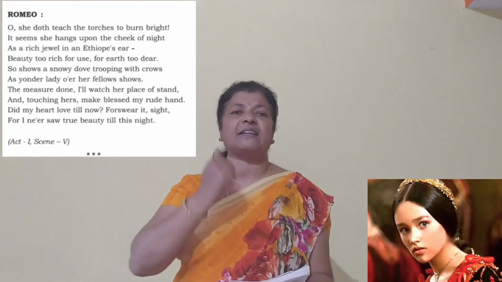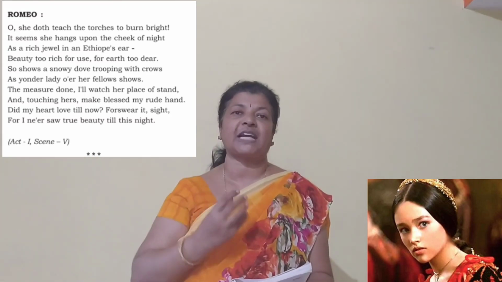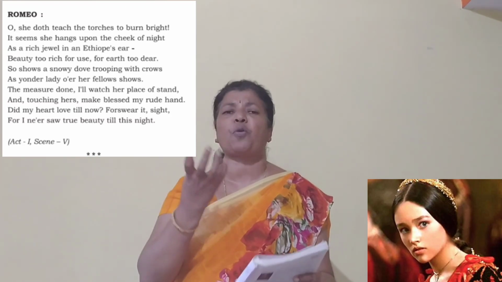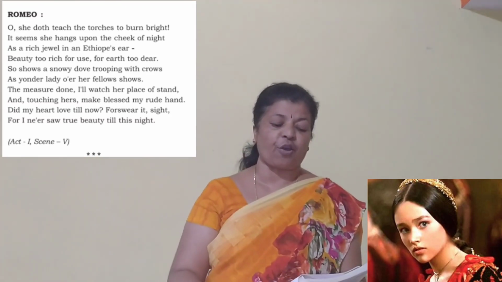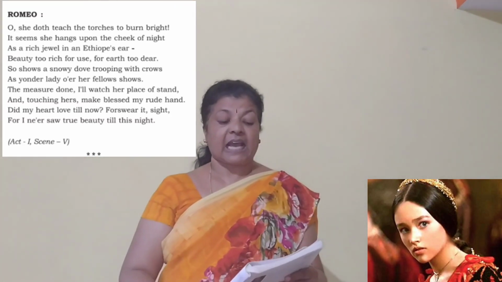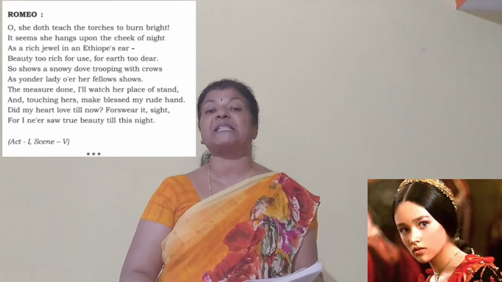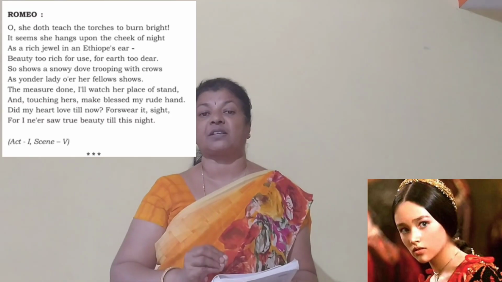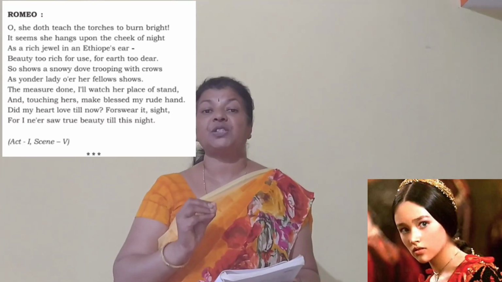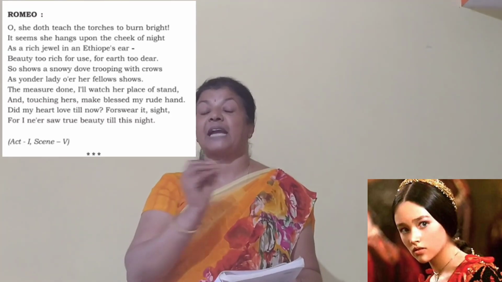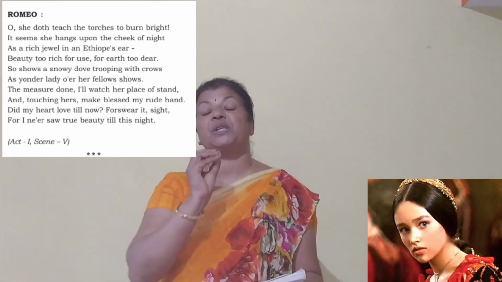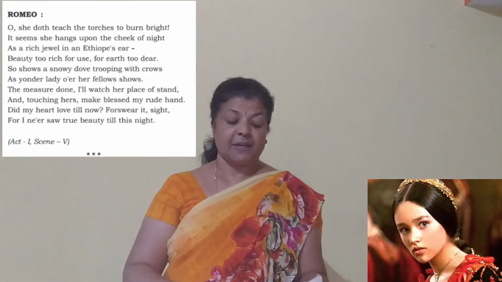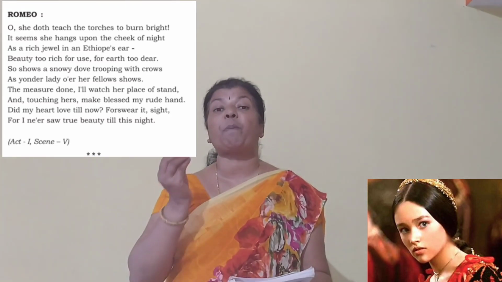So even at midnight, even in the dark of the night, she looks very, very beautiful. She hangs so brightly upon the cheek of night, as a rich jewel in an Ethiopian's ear. Next he is comparing. Another simile is used here: as a rich jewel. Which is the rich jewel here? It is the diamond. Juliet is compared to a diamond, the precious, costly jewel.